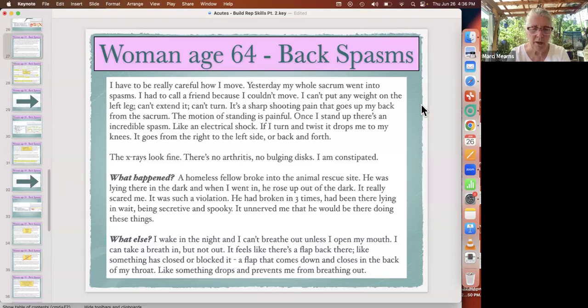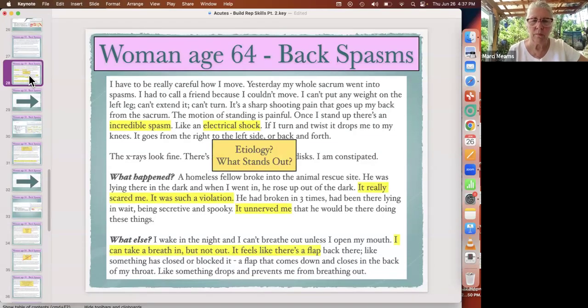What else? Well, I wake in the night and I can't breathe out unless I open my mouth. I can take a breath in, but not out. It feels like there's a flap back there, like something has closed or blocked it. A flap comes down and closes in the back of my throat, like something drops and prevents me from breathing out. So that's essentially the case. Etiology, what stands out?